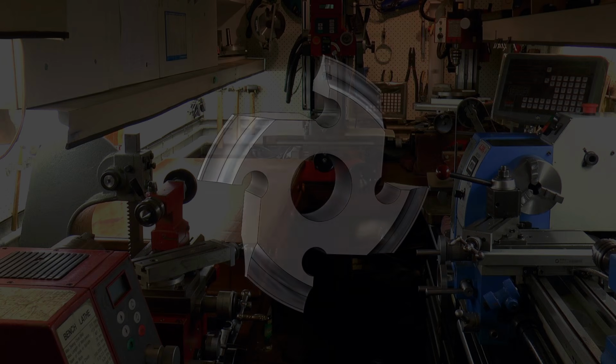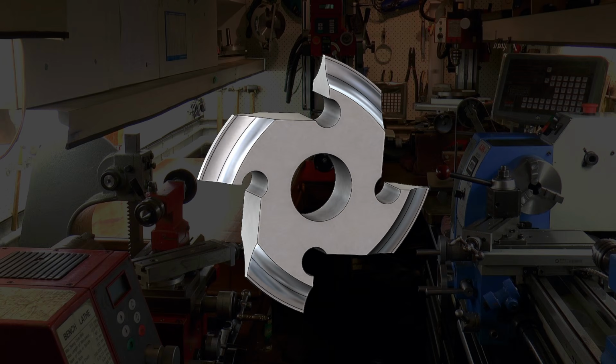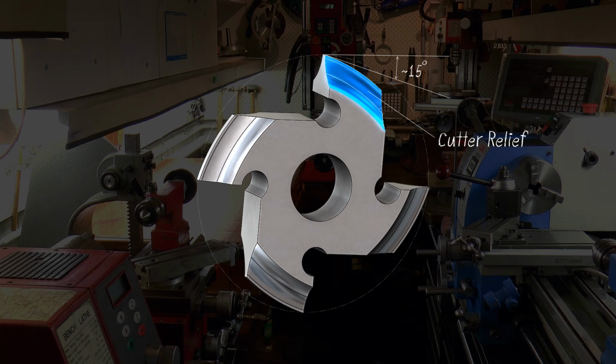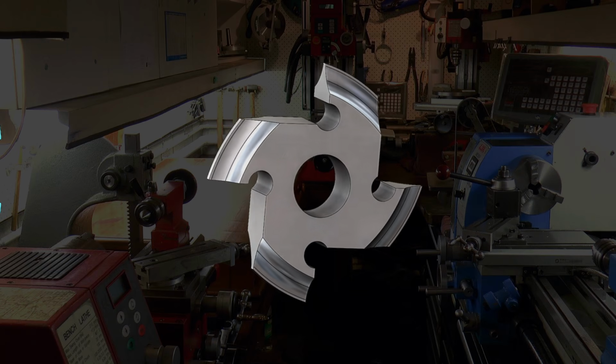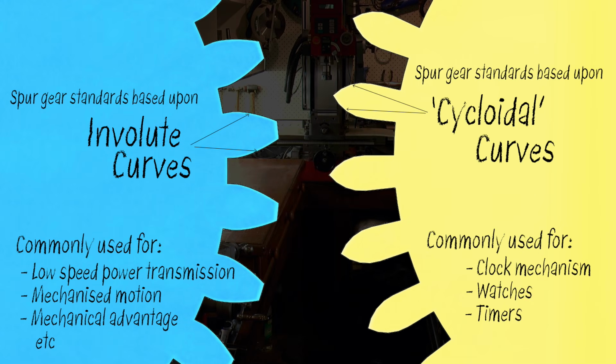So there are two main components to the job of making our own spur gear cutters: generating the cutter profile and creating a suitable amount of relief behind each cutter face. So let's look at the profile first. There are two dominant classes of gear standards in common use today. One is based on the involute curve and the other on the cycloidal curve, each of which, if strictly adhered to, are not particularly straightforward to form in the home shop.